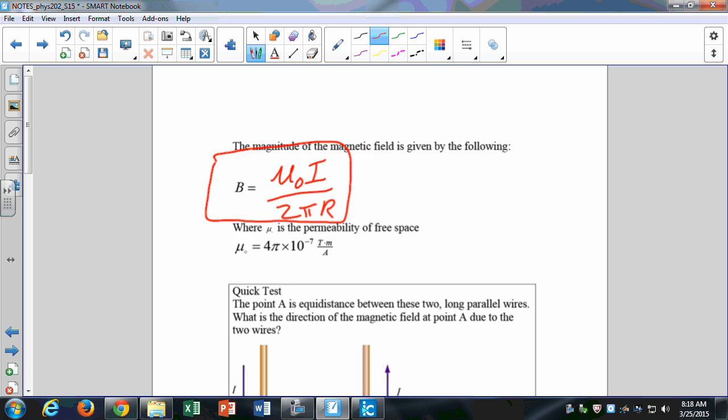That's on your equation sheet. Though be careful, make sure that you're familiar with that equation sheet, because this equation is very similar to the magnetic field due to a coil of wire, which we're going to see next time. Here mu naught is the permeability of free space.